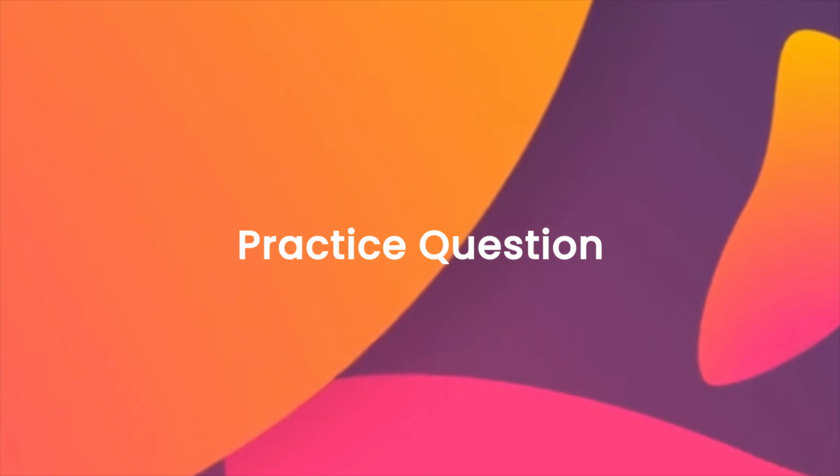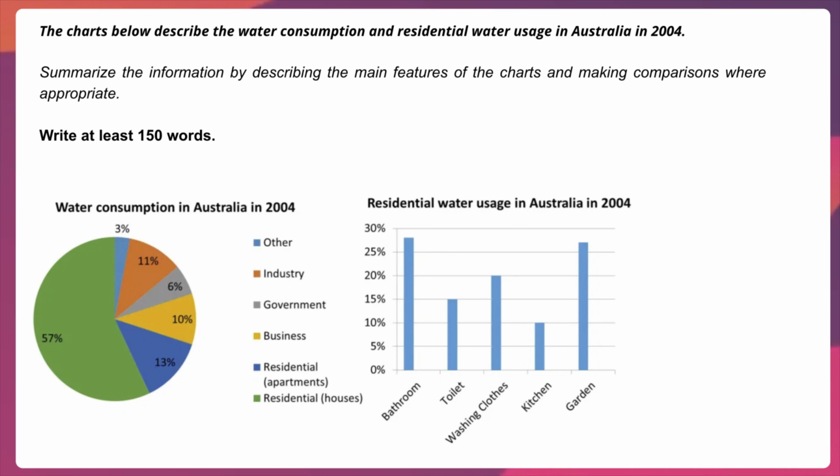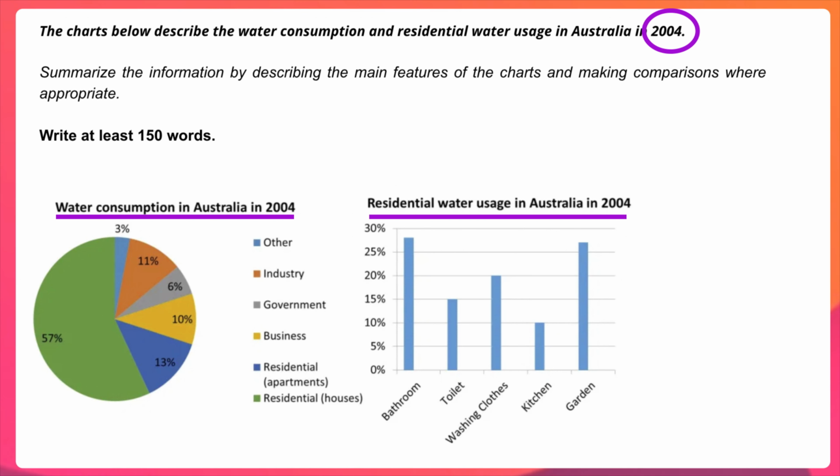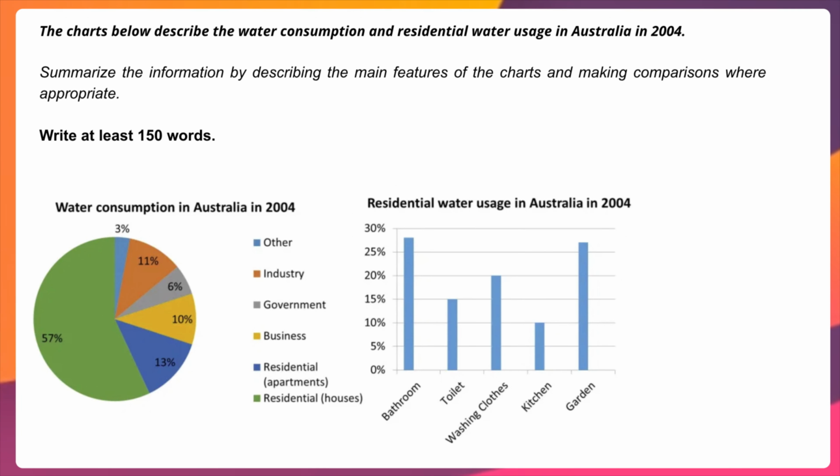Now here we have a sample question task for you so that you can also brush up the ideas, polish the strategies that you have learned from this video and give your answer in your own words. This particular question also contains two different types of graph or charts. One that is pie chart and the other one is bar graph. The pie chart talks about water consumption in Australia and the bar graph talks about residential water usage in Australia. Both are related to the time period, that is the year 2004. I will not explain further.